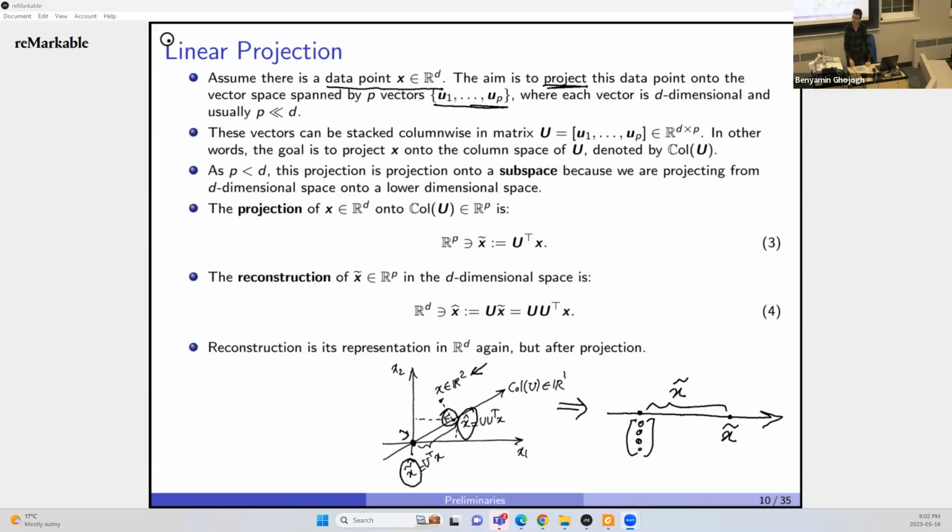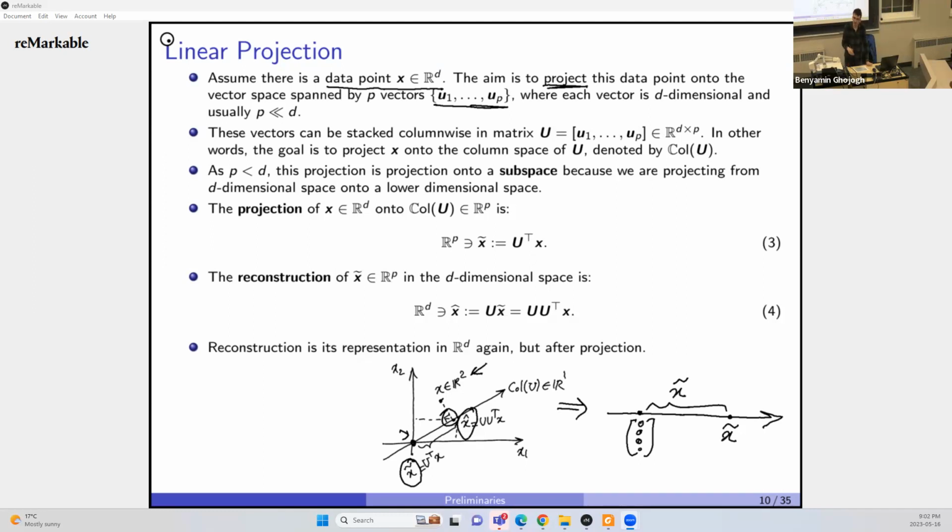X tilde, x hat. You should understand the difference between x tilde and x hat. X is d-dimensional. X tilde is p-dimensional. X hat is d-dimensional again. You get it? I think you got confused. So x is d-dimensional. X tilde, which is the projected point, is p-dimensional. If I see it in the d-dimensional space again, x hat is d-dimensional again. Okay.